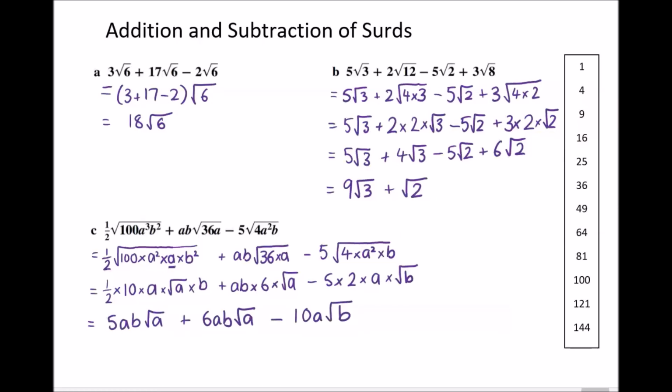Now that we're all simplified, we can look for our like surds. I can see a square root a surd here and a square root a surd here, so they are like surds. We have 5ab plus 6ab. So 5ab's plus 6ab's gives us 11ab square root a minus 10a square root b. And because they're not like surds, we have a under this surd and b under this surd. That's as simplified as we can go. So there you have it.